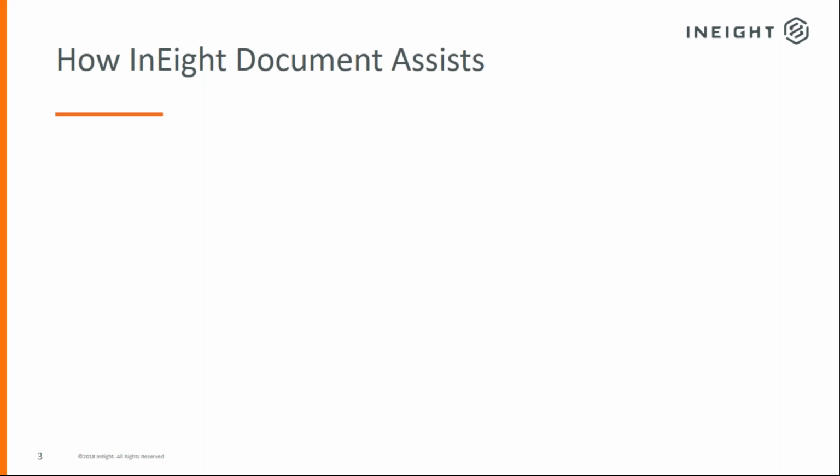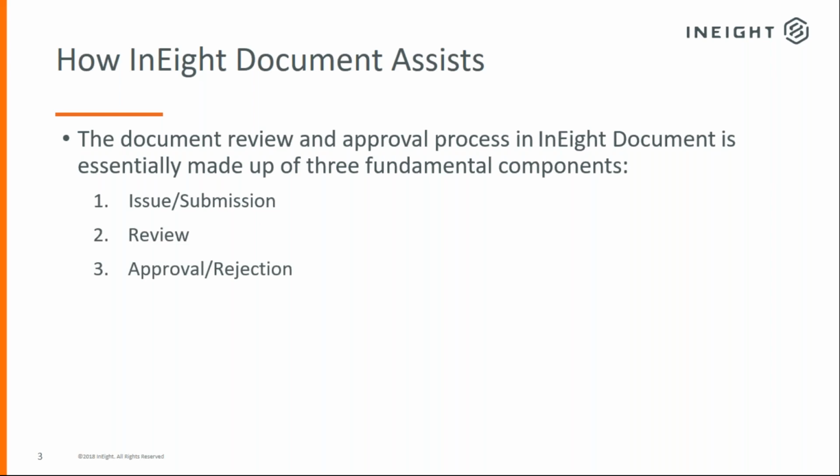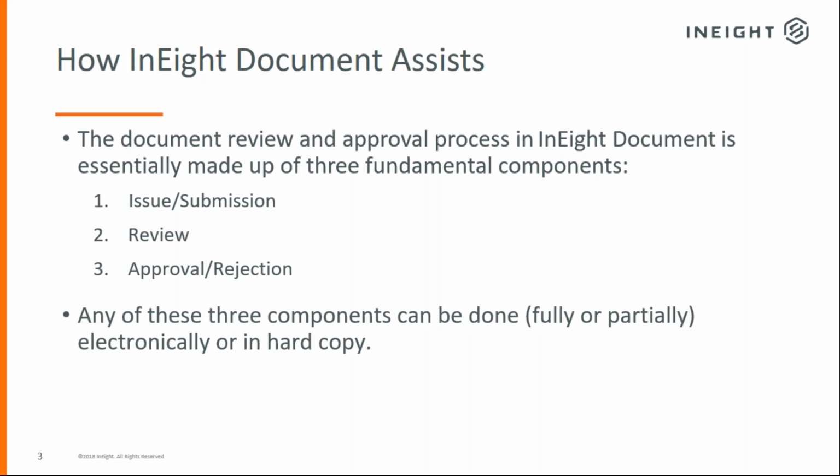So how does InEight Document assist with this? Now, the document review process in InEight Document is essentially made up of three fundamental components: the submission of the drawings, the review of those drawings, and of course the final step being the approval and/or rejection of those items. Any of these components can be used partially or fully within the system, in an electronic format, or in a hard copy format as well.